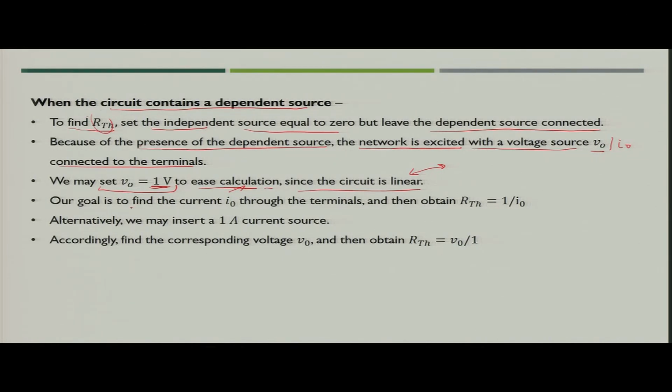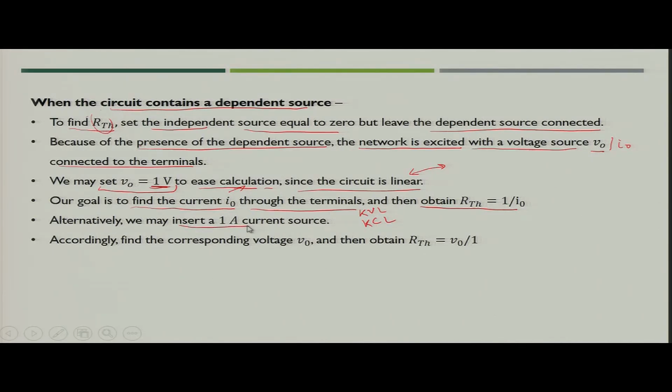Now, next is that we have to find out the value I naught because we have added voltage V naught across the circuit. So, I naught we can calculate, which would be flowing through the terminals with the help of either KVL or KCL, and then we obtain the value of Thevenin resistance, that would be nothing but V naught upon I naught. V naught is in this case 1, so it will become 1 upon I naught.